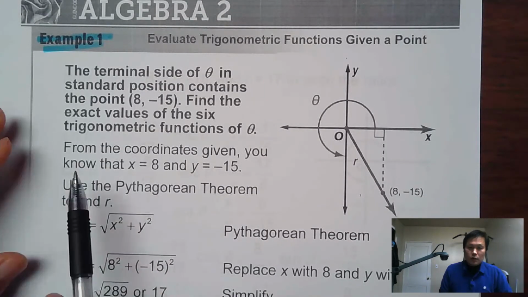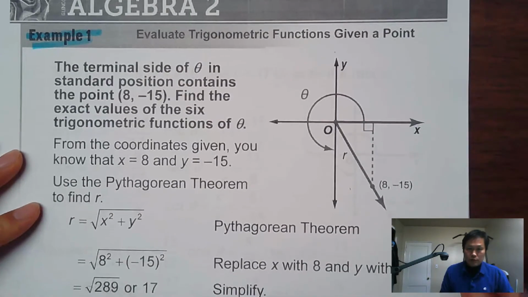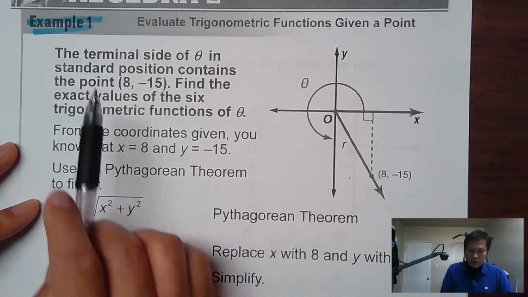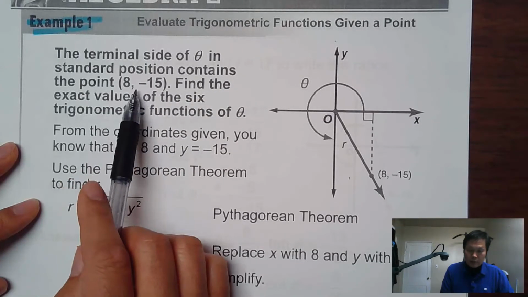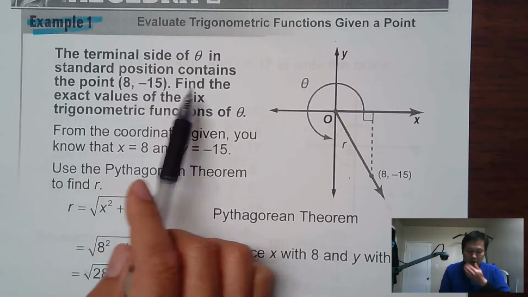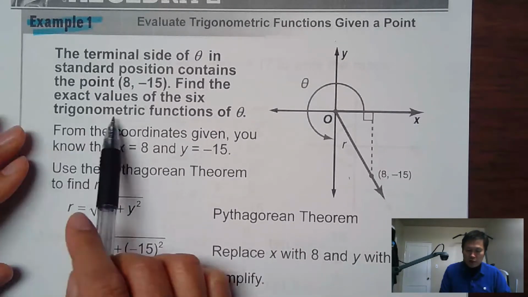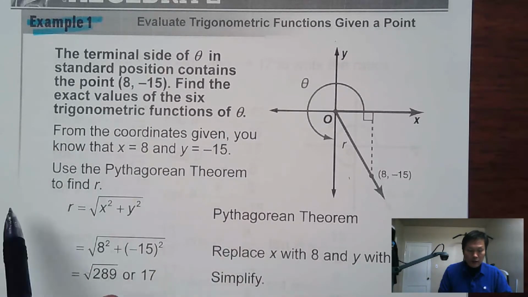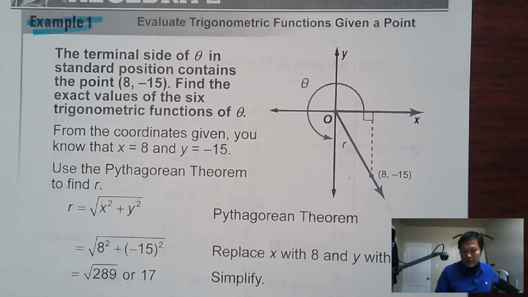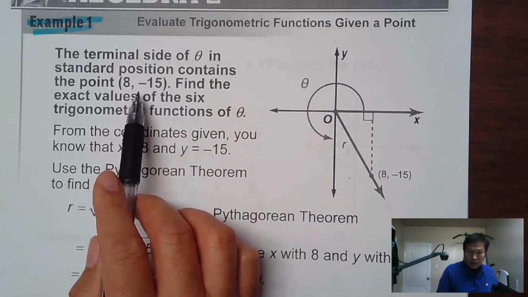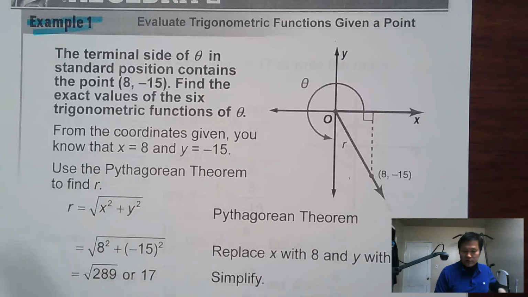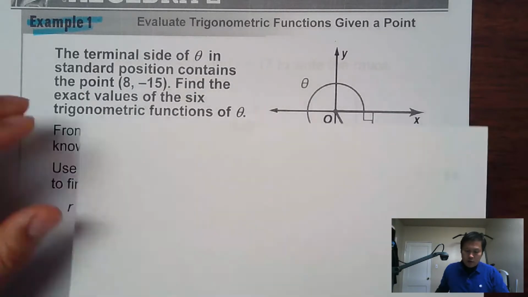An example you need to know how to deal with will be similar to this. The terminal side of theta in standard position contains the point (8, -15). Find the exact values of the 6 trigonometric functions of theta. So they gave you (8, -15) as a coordinate, and they are asking you to get all 6 trigonometric functions. What do you do?